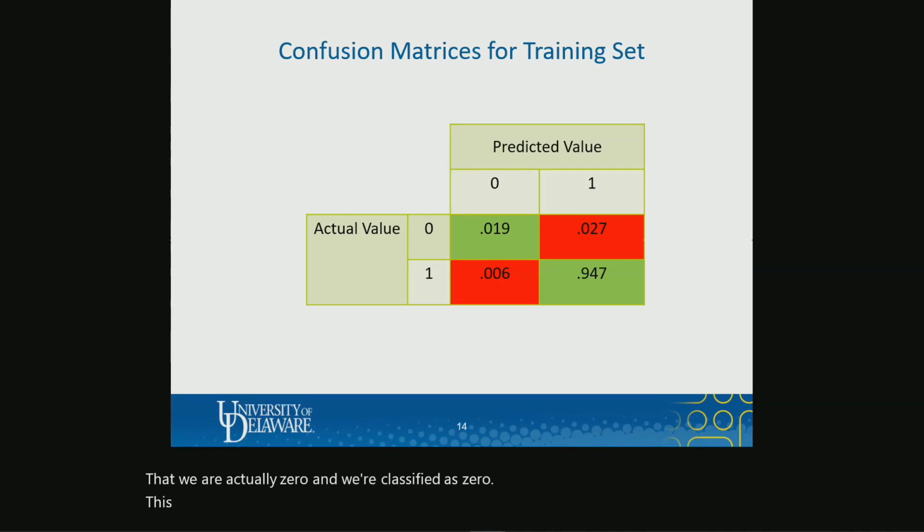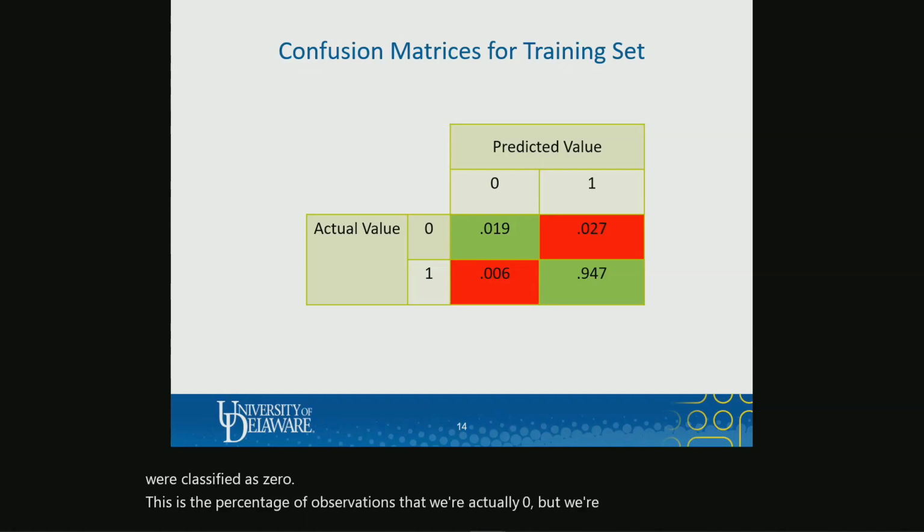This would be the percentage of the data that were actually 1 and were classified as 1. And this is the percentage of the observations that were actually 1 and were classified as 0. This is the percentage of observations that were actually 0 but were classified as 1, right? So the sum of all these 4 cells would be 1 or 100%, correct?